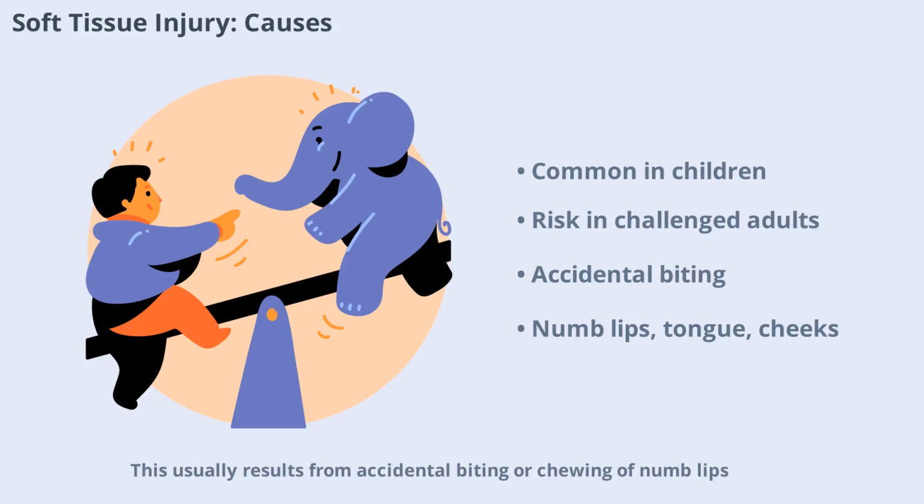This usually results from accidental biting or chewing of numb lips, tongue, or cheeks after local anesthesia. The loss of sensation makes patients unaware of trauma, leading to self-inflicted injuries. Understanding this risk is vital for clinicians, as it often goes unnoticed until after the appointment. By identifying patients at higher risk, dental professionals can take proactive steps to minimize the likelihood of soft tissue injuries.